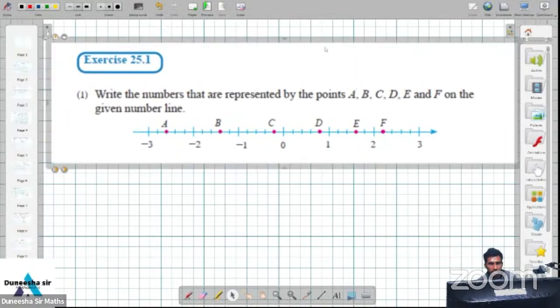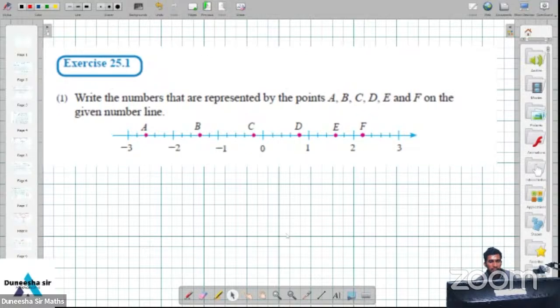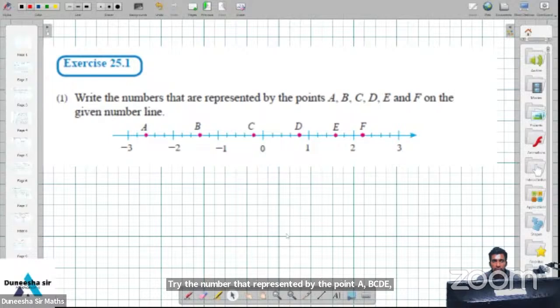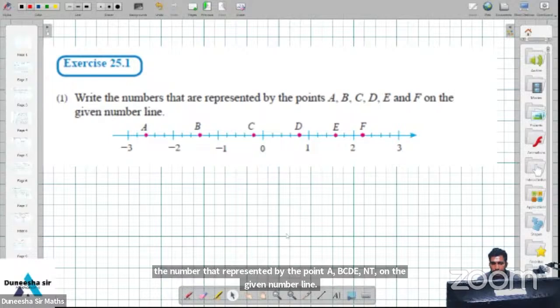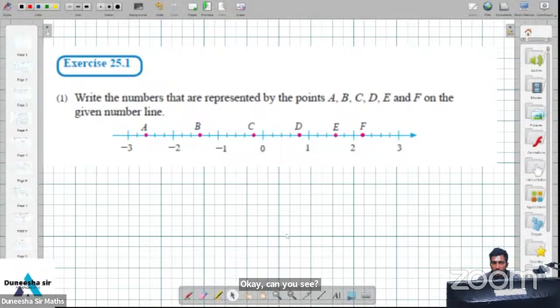Okay. Can you see the number line? Write the number that is represented by the points A, B, C, D, E, and F on the given number line. Can you see the consecutive whole number gap, divided into how many parts?